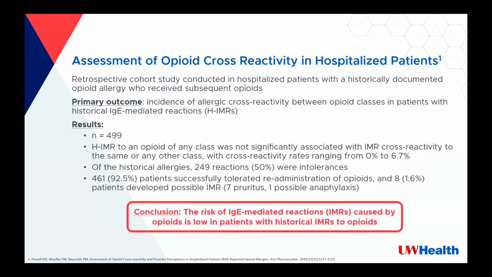All right. So investigators concluded that the risk of new IgE-mediated reactions caused by opioids is low in patients with historically documented IgE-mediated reactions. And I think, as mentioned previously, recommended management at this time for a true allergic reaction is to try an opioid from another structural class. But I think this shows that it also may be an option to retry opioids and reassess allergies in these patients. Of note, over 50% of the documented allergies were found to be intolerances or adverse effects when investigated further.